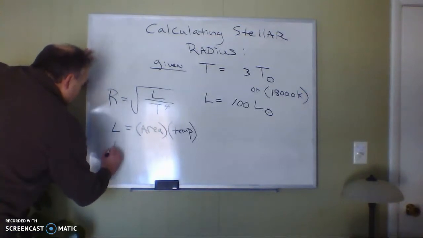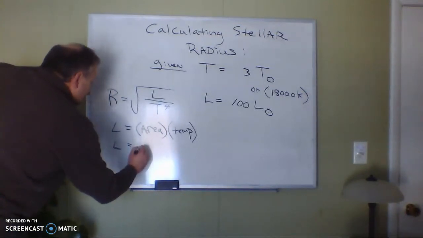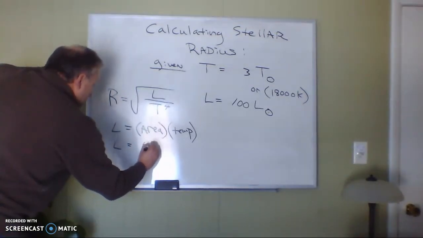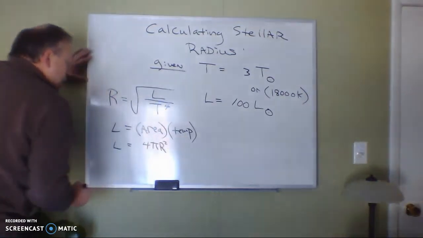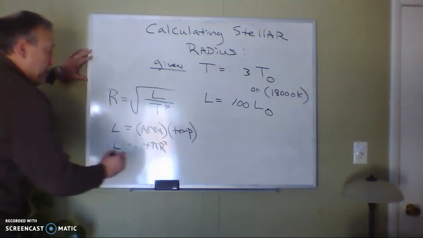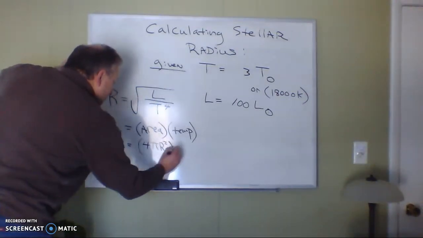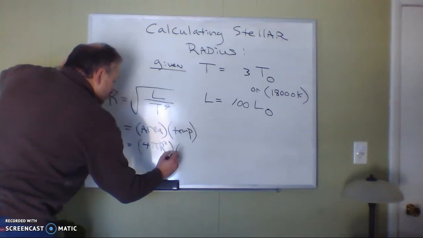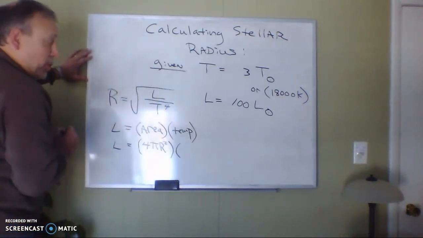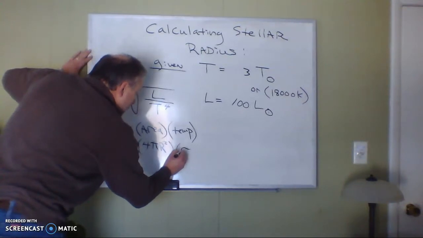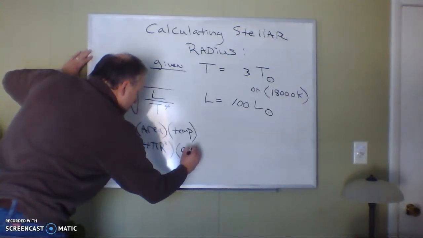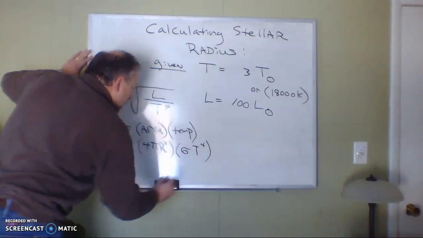If we put this together, the area of a sphere, since stars are spheres, is 4 pi r squared. And the temperature part comes from Stefan's law, which says that the amount of radiation leaving each little part of a star's surface depends on a constant, sigma, times temperature to the fourth power.